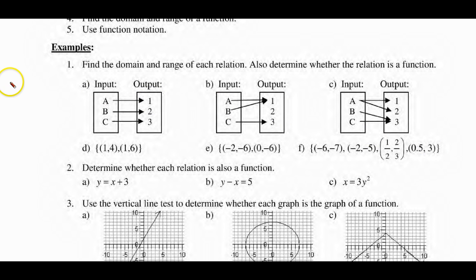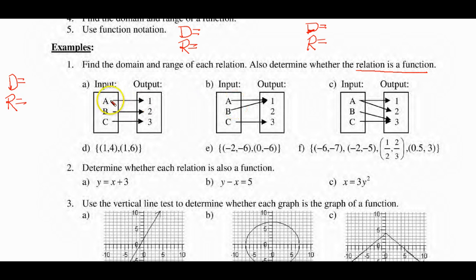So again, a strategy would be to organize domain and range. That'll be for letter A. Domain and range, and then domain and range for C. Now they also want to determine if the relation is a function.